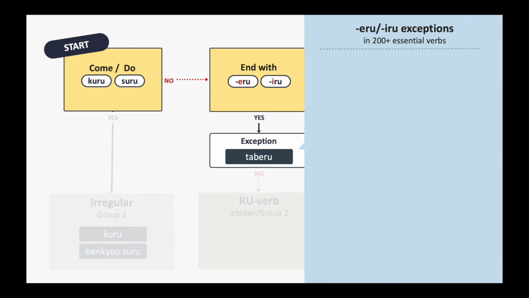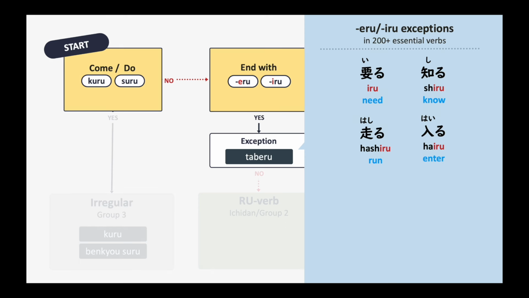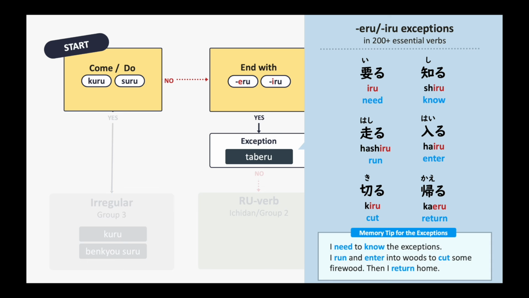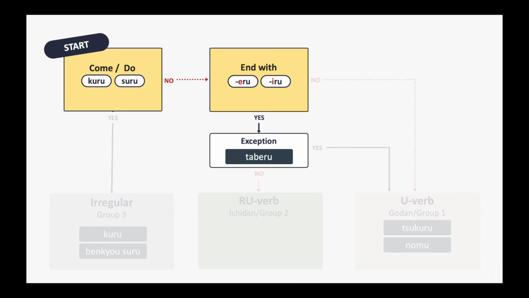Remember that there are only 6 exceptions in 200 essential u verbs. Iru, need. Shiru, know. Hashiru, run. Hairu, enter. Kiru, cut. Kaeru, return. A quick memory tip that may help you memorize these 6 verbs in English is this phrase. I need to know the exceptions. I run and enter into woods to cut some firewood. Then I return home. It appears that 食べる is not one of those exceptions, so 食べる is る verb.